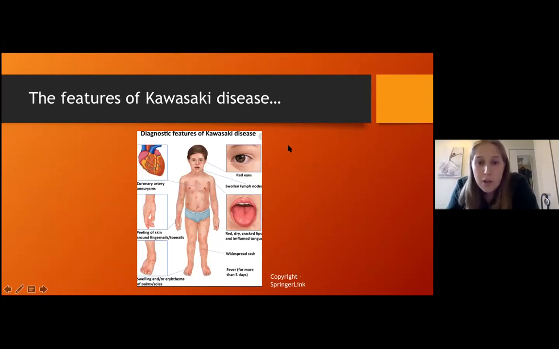So the conjunctivitis, so just the reddening of the eyes, which obviously could be any number of things, but combined with these other features, you're thinking Kawasaki. The strawberry tongue, this is the polymorphous rash, so it can be all over the body. So it's widespread, and it's got various different lesions within it. And then you get swelling, erythema, and the peeling of the hands and feet, and your fever for more than 5 days.